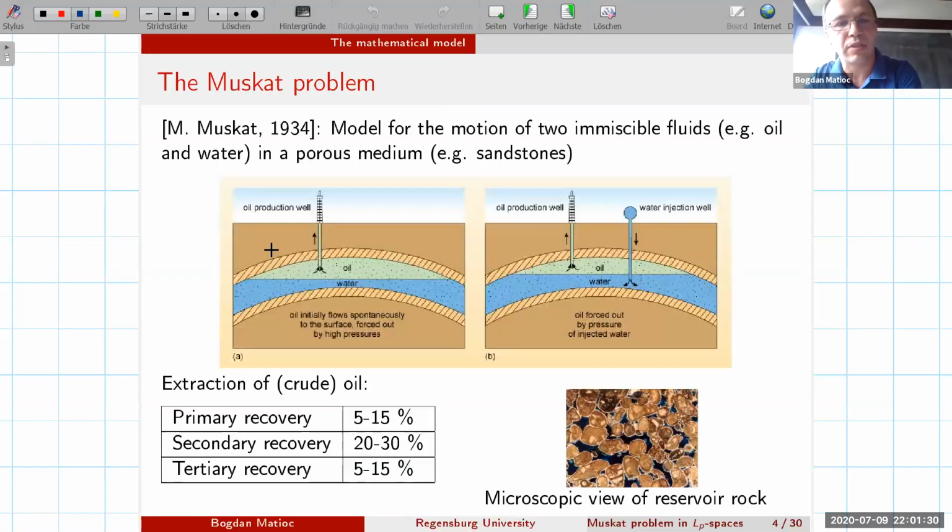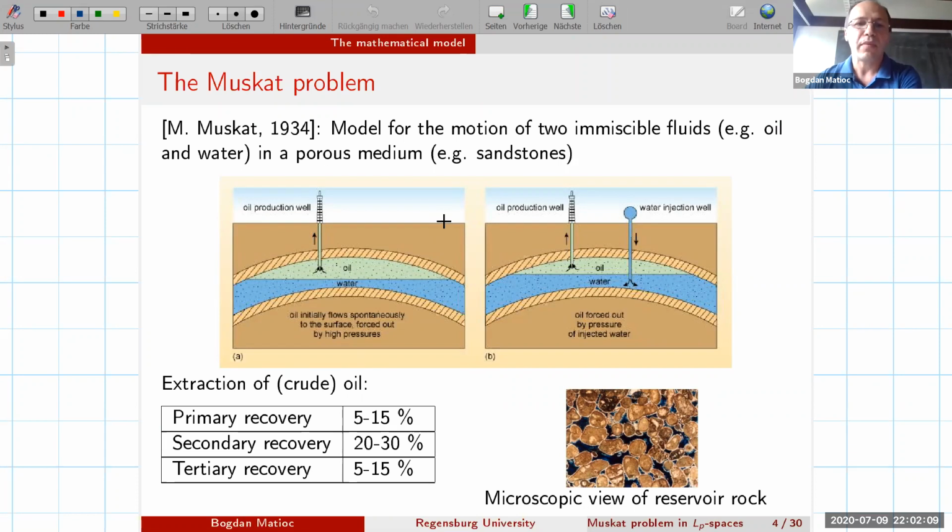The model was first proposed in 1934 by an American engineer, Maurice Muskat, to model the motion of two immiscible fluids, which are also non-Newtonian, such as oil and water in a porous medium. Porous media are composed of sandstones, and here you see a cross-section through such a rock. The rock has small holes, and fluids may flow through these holes. And this is a model for the oil extraction process, and this is pictured in this image.